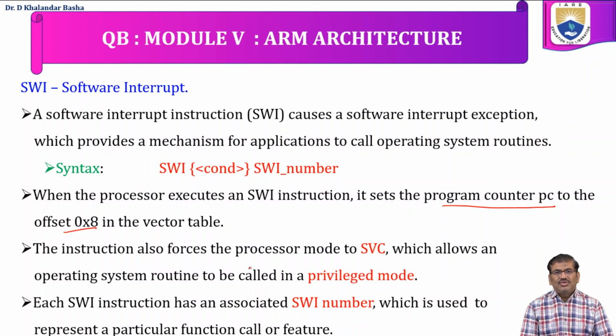The instruction also forces the processor mode to SVC mode, which allows an operating system routine to be called in a privileged mode. So each SWI instruction has an associated interrupt number, which is used to represent a particular function call or feature.